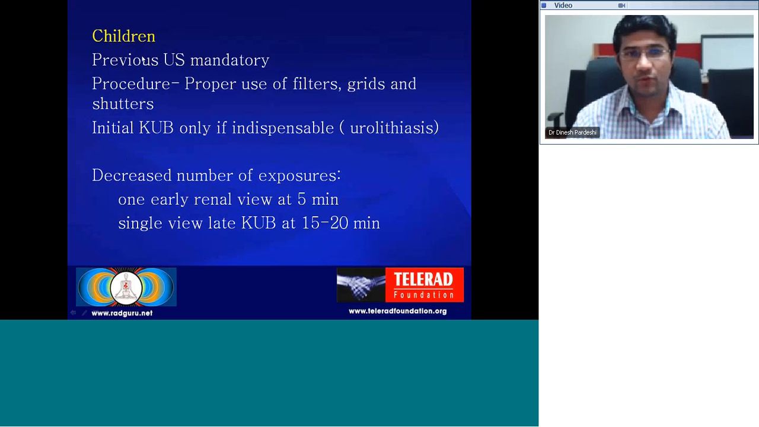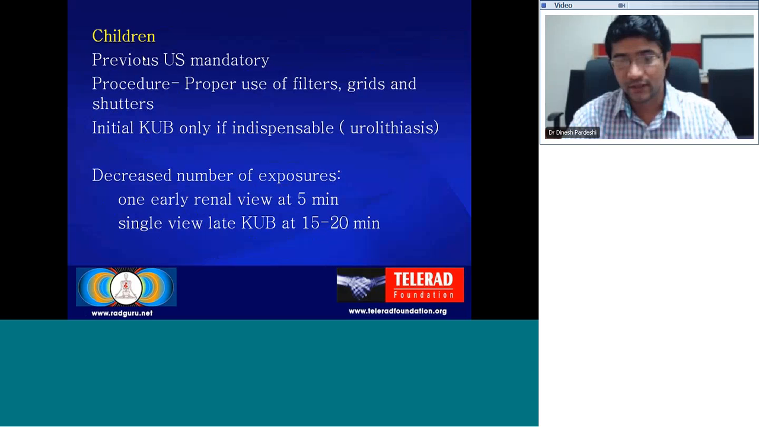A particular note in the case of children: when IVU is going to be performed in children, we should always have an ultrasound first, as usually these patients have either antenatal hydronephrosis or some suspected congenital abnormality. So ultrasound will help us tailor our technique so that we answer the specific question in mind, and we avoid unnecessary exposure in these films. Okay.